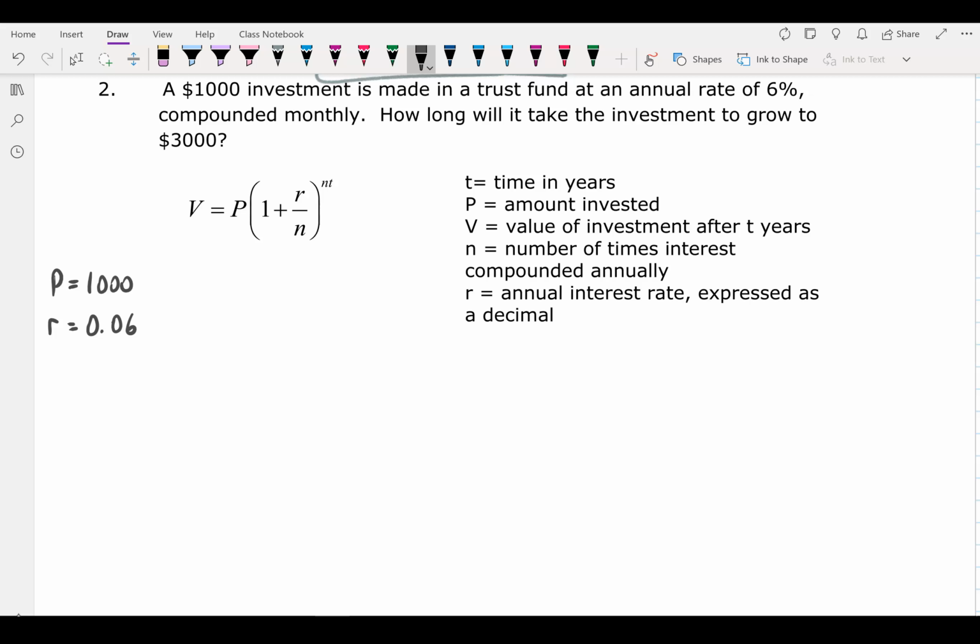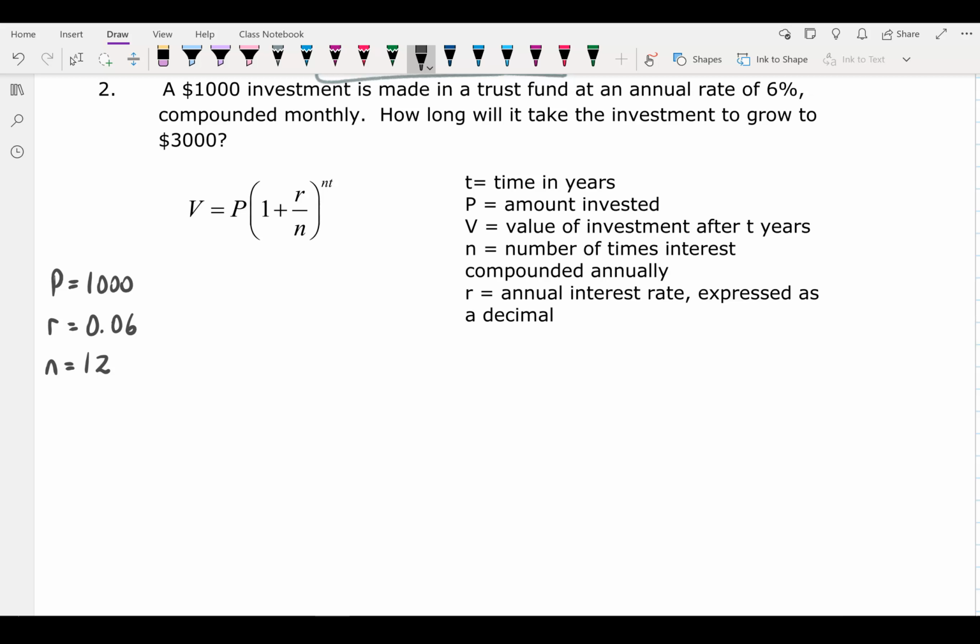If it's compounded monthly, if you read this, it says number of times interest is compounded annually. If it's monthly, it means 12 times a year, so 12. Remember, monthly, how many times it's done annually. In a year, there's 12 months, so n is 12. How long will it take the investment to grow?